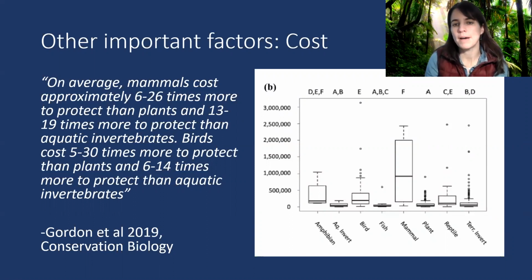Like for amphibians, you have to protect aquatic invertebrates and plants. For birds and mammals, you have to protect the plants and the other animals that they feed on. So it's harder to protect them. It's more expensive. Okay, so cost has to be taken into account.